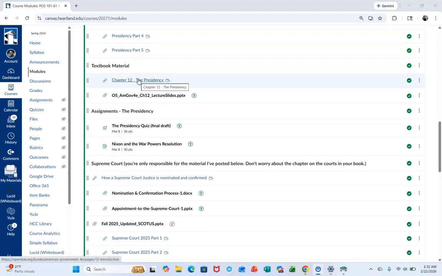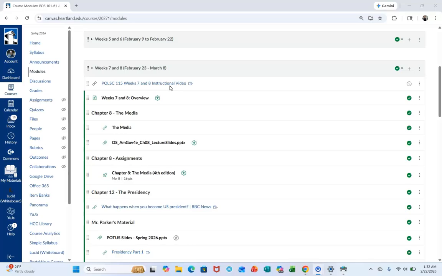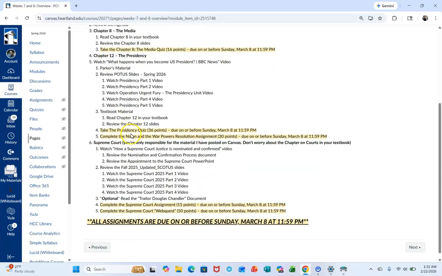Then next week, starting the week of March 9th, is spring break. So when we come back, we'll do Congress and the Bill of Rights and whatever else is left on the syllabus. So you'll see you have 5 assignments.